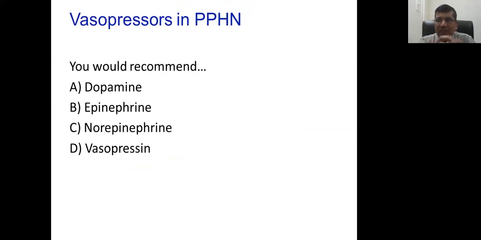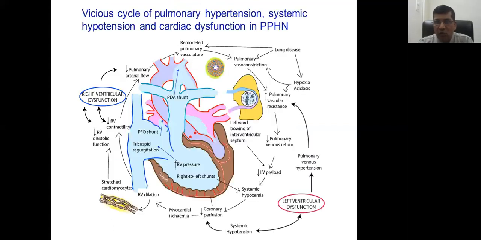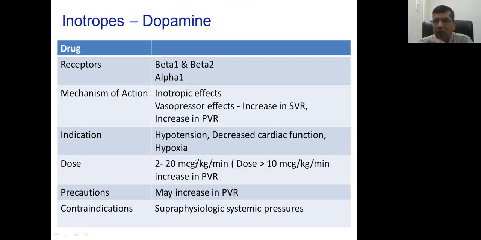What about the vasopressors? That's another separate question. Vasopressors or inotropes in PPHN. You have dopamine, dobutamine, epinephrine, norepinephrine, vasopressin, all those things. As you all know, you deal with the right ventricular dysfunction, the left ventricular dysfunction, and high pulmonary vasculature resistance. In short, you know that dopamine has action mainly on alpha receptors and some action on beta receptors also. Naturally, after 10 mics, you have more action on alpha receptors.